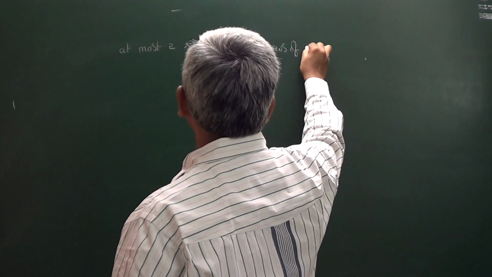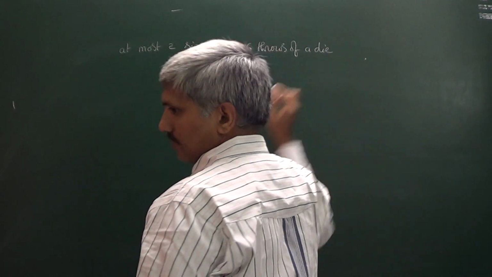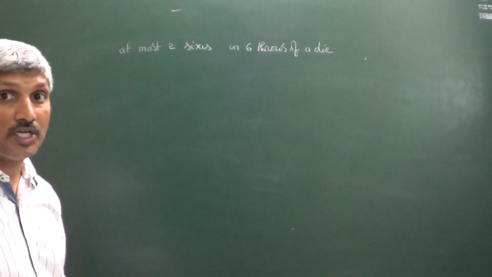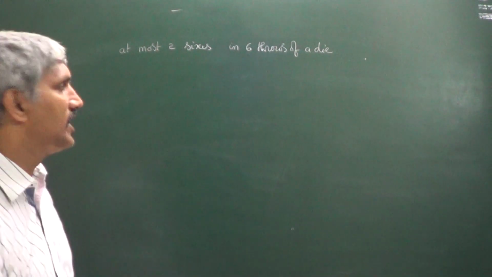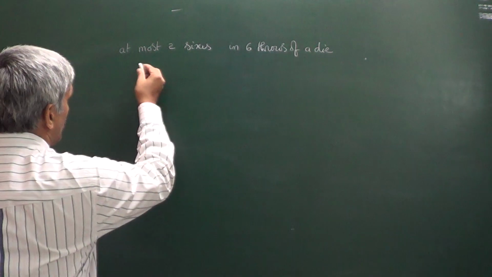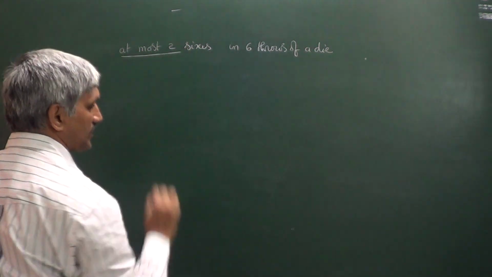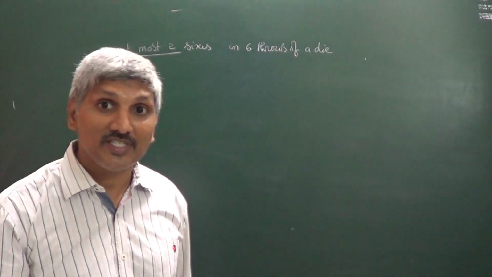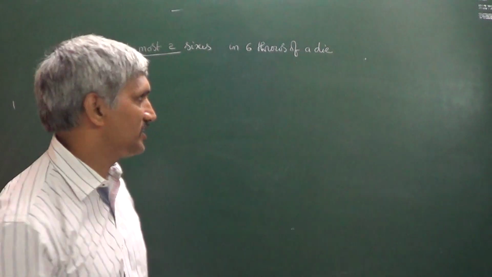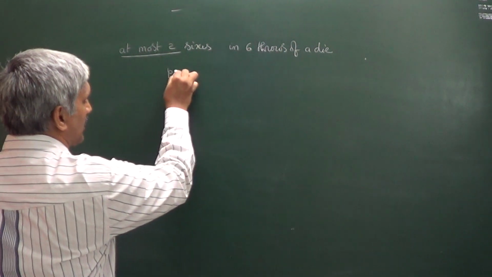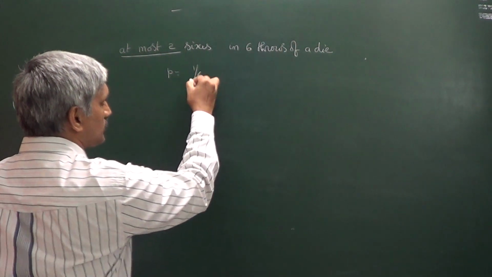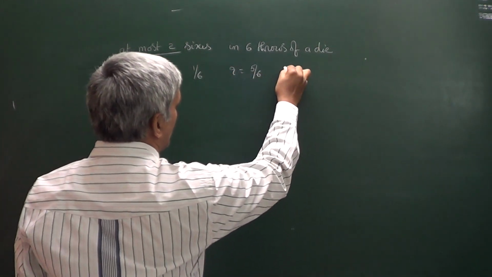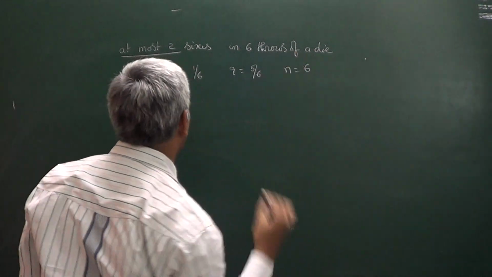In 6 throws of a die, at most 2 times we have to get a success in 6 throws of a single die. Okay, right? At most 2 successes, maximum 2 times we have to get 6. That means getting 6 is a success. So success probability here also is 1 by 6, whereas the failure is equal to 5 by 6. Number of trials n is equal to 6.